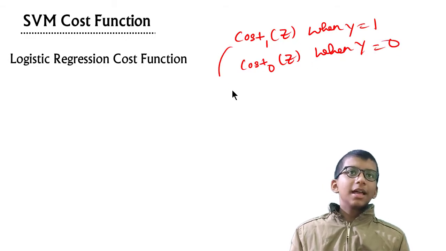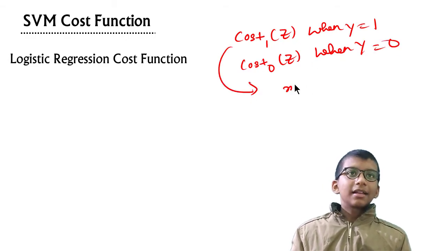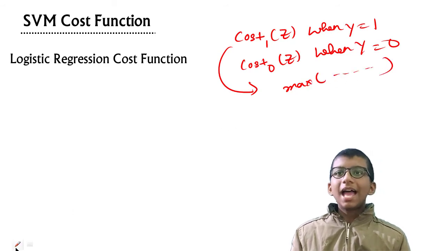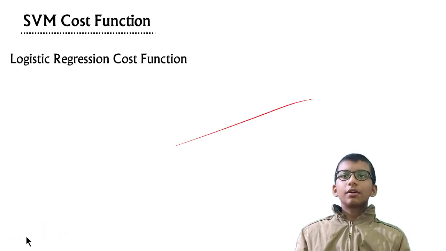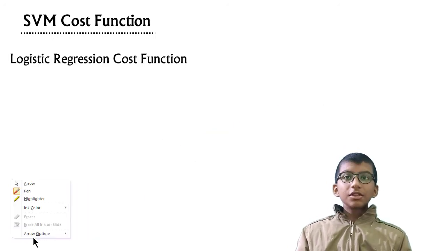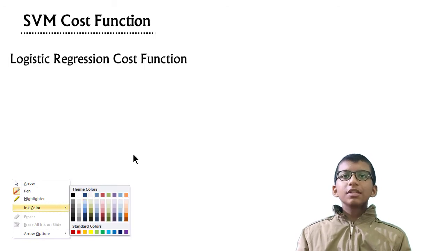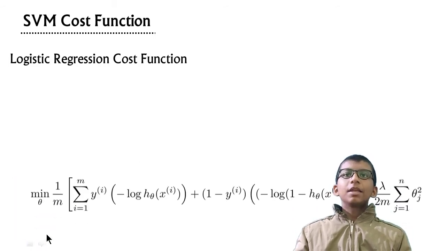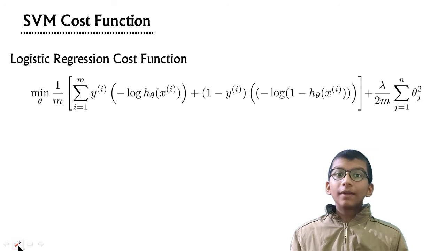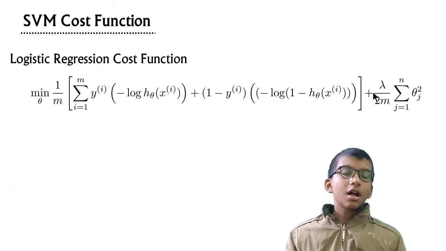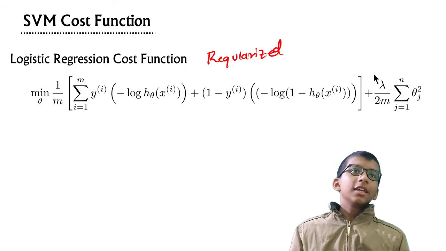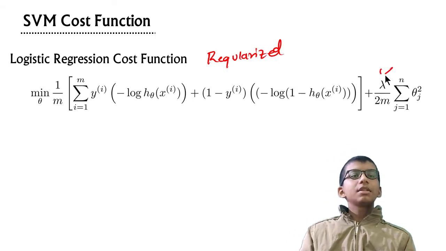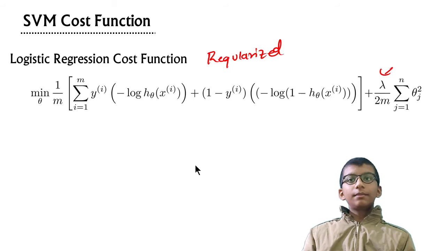And here again I'm saying that max, okay, this is all. And this logistic regression cost function is pretty similar to that. So here is the regularized logistic regression cost function, and here we have a lambda, which is a regularization parameter.